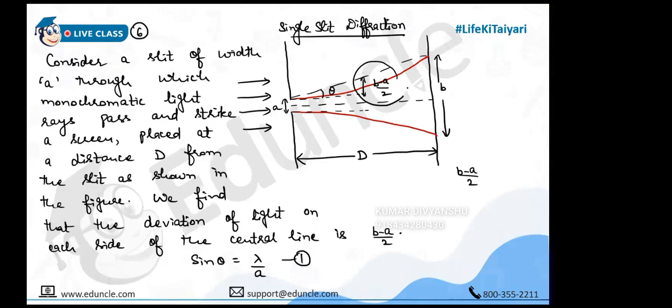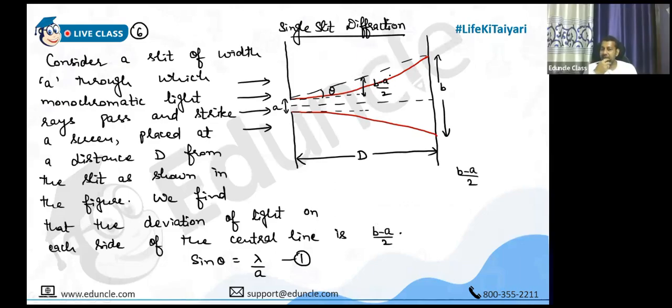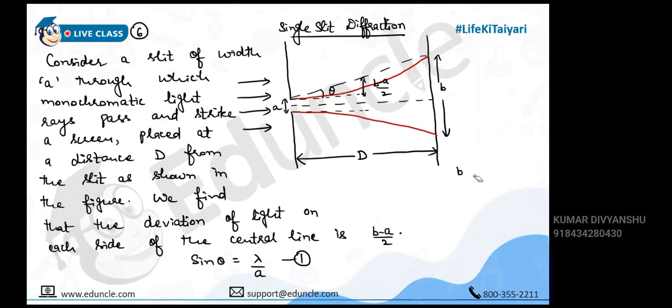The deviation in terms of distance can be written as (b minus a) by 2, because the total deviation will be b minus a. But the total includes deviation along both sides, on the upper side of the center line and on the lower side of the center line. So half of it will be on the upper side and half on the lower side. Is it clear? Yes, sir.